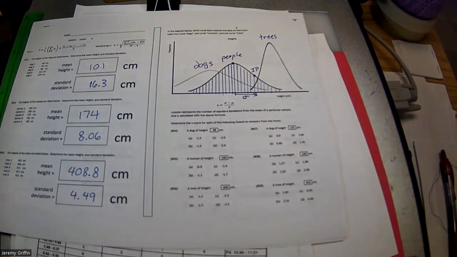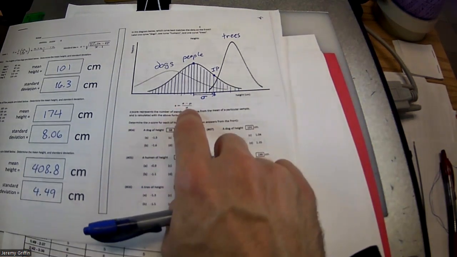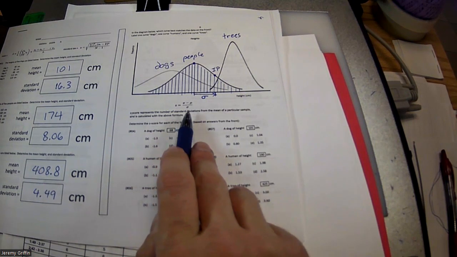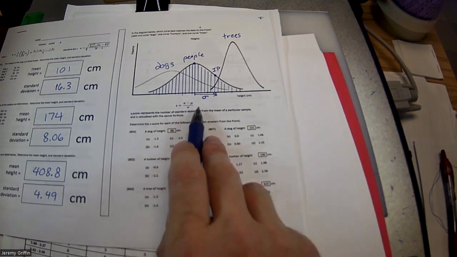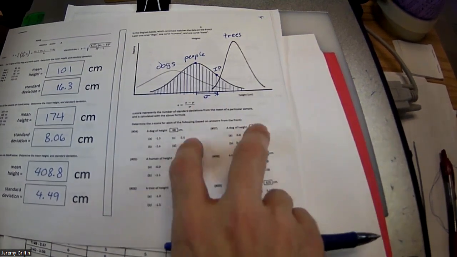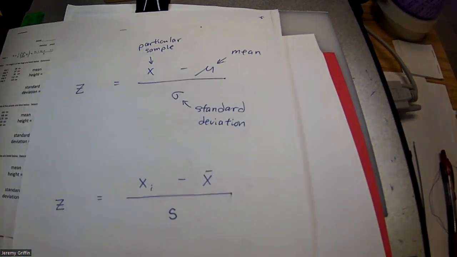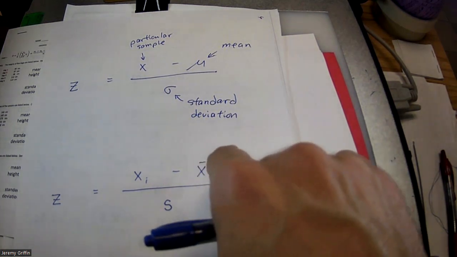You guys ready for the next concept? Okay. Z equals X minus mu over sigma. The Z-score represents the number of standard deviations from the mean for a particular sample, and this is the formula. Determine the Z-score for each of the following. I gave you guys 2 dogs, 2 people, and 2 trees. Let me bring up this page of notes. We give you a big picture of what this means so that you aren't just plugging away with numbers. You can see where this is going and what this means.